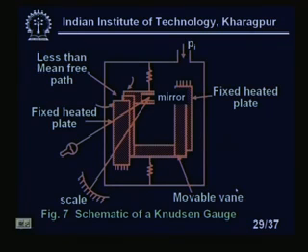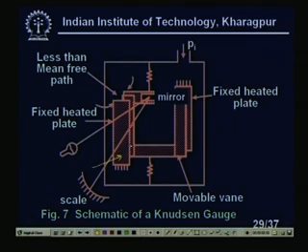You see, these are the diagrams of the Knudsen gauge. There is a gas chamber here. The gas whose pressure we are measuring goes inside. There are two fixed plates, you see this is one fixed plate and this is the other fixed plate. In between the two fixed plates we have a movable plate, and a mirror is installed here. A light spot falls on the mirror, gets deflected and falls on a scale. This scale is calibrated in terms of pressure.